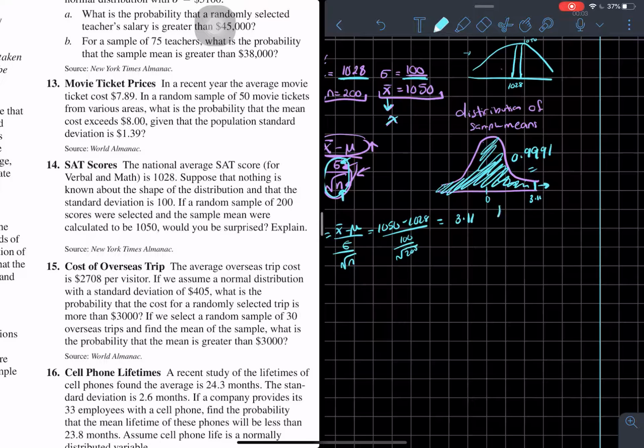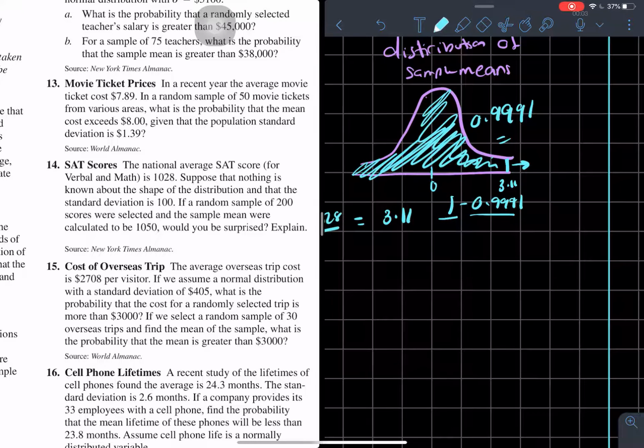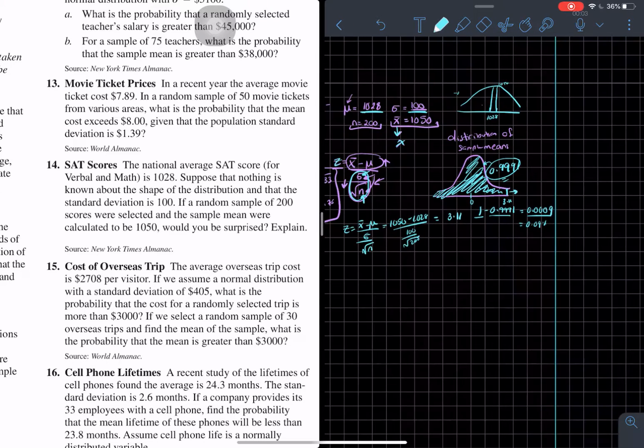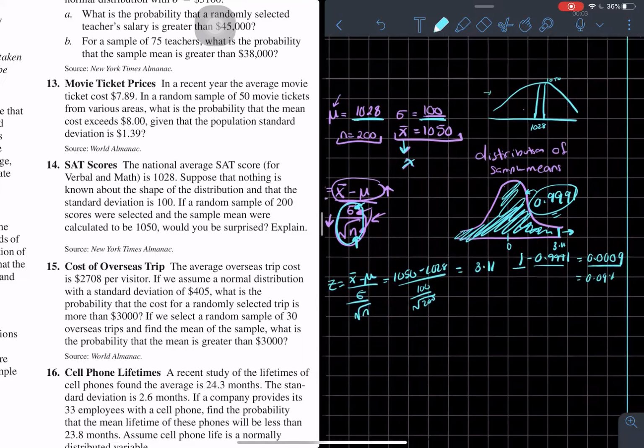It's going to be 1 minus 0.9991. The reason I said 1 minus is because it's still a probability distribution, and any probability distribution, no matter how it looks, has to sum to 1. So it's 1 minus the probability that it's less than, to get the probability that it's greater than. So I'm going to get 0.0009. See how small a probability that is? If I want to do it as a percent, this is a 0.09% chance that I'm ever going to get a mean that is higher.